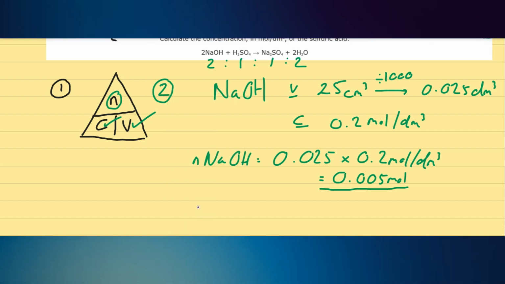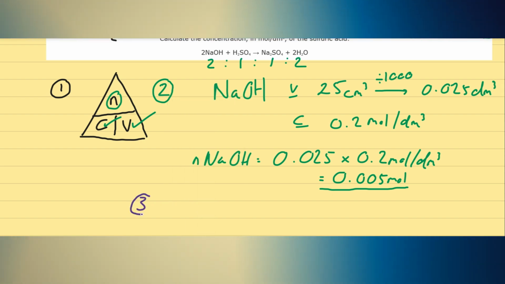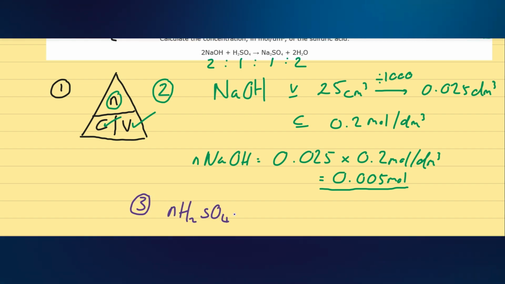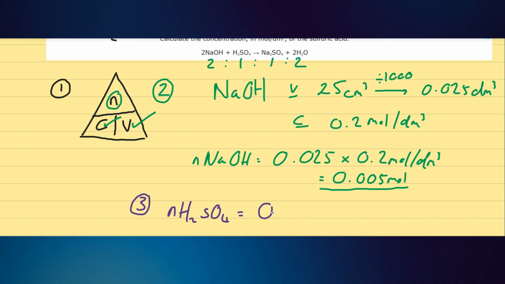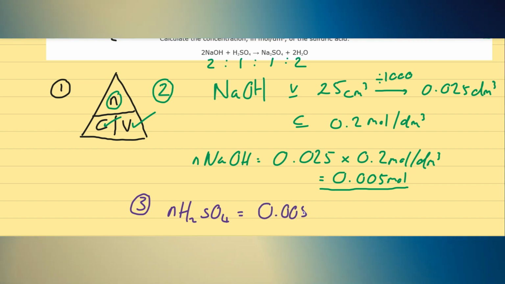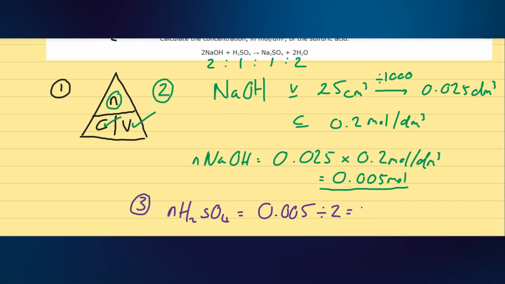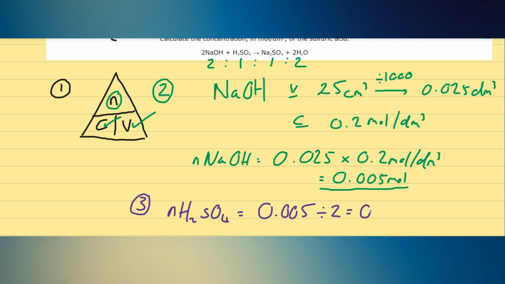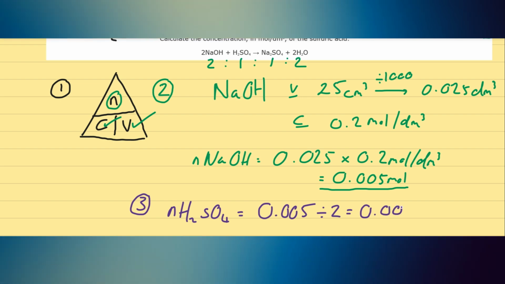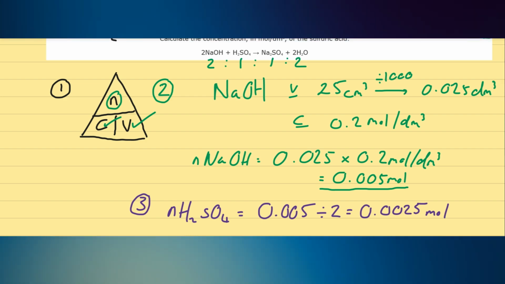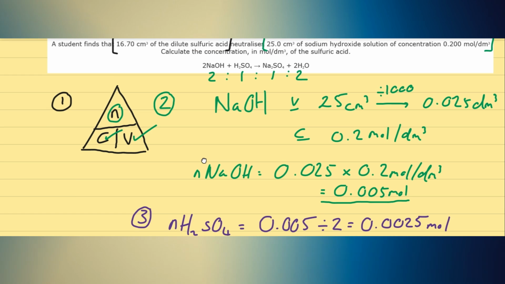Once I start working out for sulfuric acid here, my number of moles of sulfuric acid is actually not going to be the same as before, because it's not 1-to-1 ratio. I have to divide that number by 2 because that was for 2 lots of moles. I need it for 1 lot of mole, so it's actually going to be this number of moles, 0.0025 moles for H2SO4. What else do I know about my H2SO4?